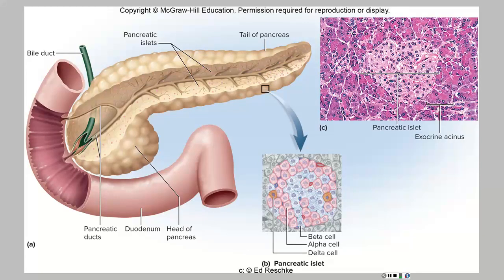Moving on to the alpha cells. Alpha cells produce glucagon. Glucagon is another amino acid-based hormone. Its stimulus is decreased blood glucose, sympathetic nervous system, and increased blood amino acids. This is almost the exact opposite of insulin. It's inhibited by rises in blood glucose, by insulin, by growth hormone, and by amylin.